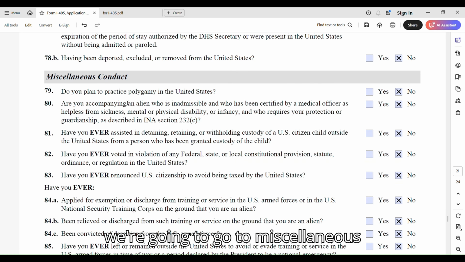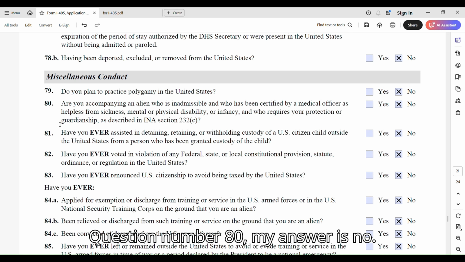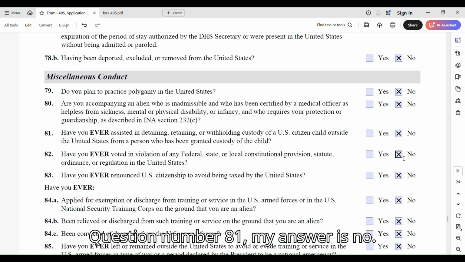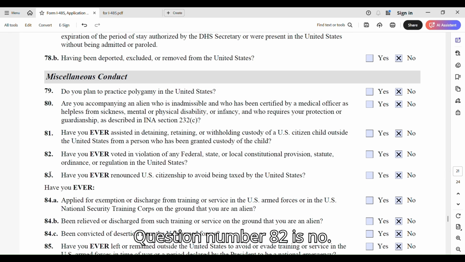Now we're going to go to miscellaneous conduct. Question number 79, do you plan to practice polygamy in the United States? Polygamy means having multiple spouses. So my answer is no. Question number 80, my answer is no. Question number 81, my answer is no. Question number 82 is no.